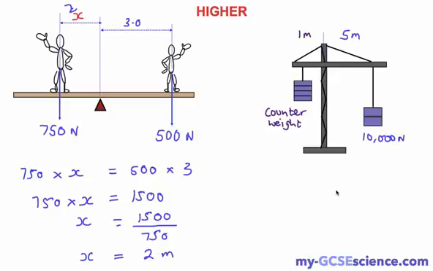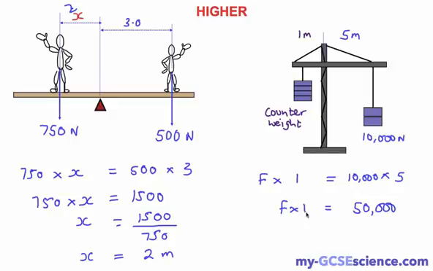Here we have our crane, so let's calculate the clockwise moment. We have 10,000 times 5, and a force, we'll call that F, times 1. So let's tidy that up. So 10,000 times 5 is 50,000. So F times 1 equals 50,000. This is slightly more straightforward.